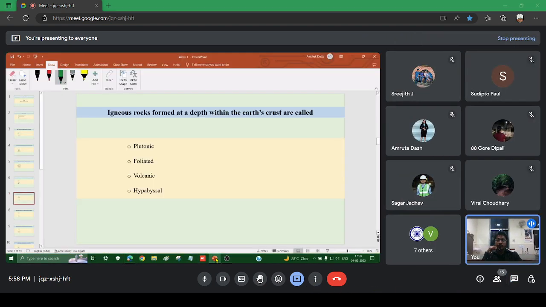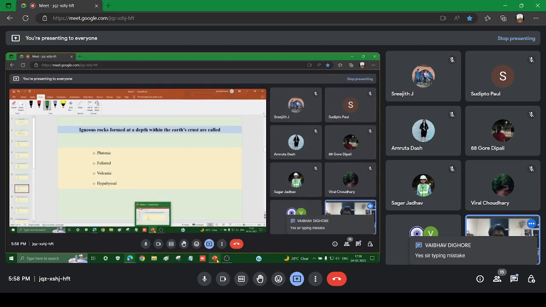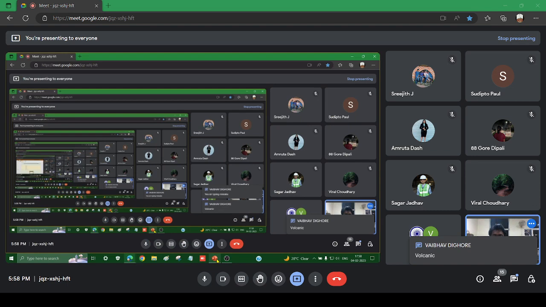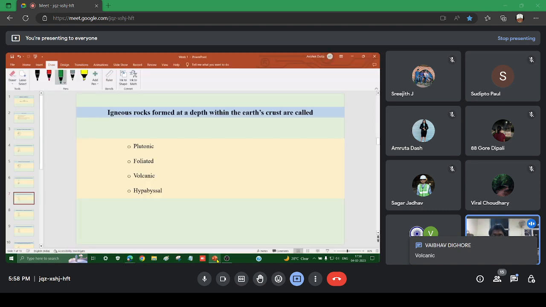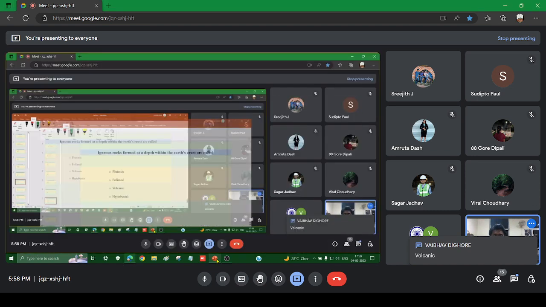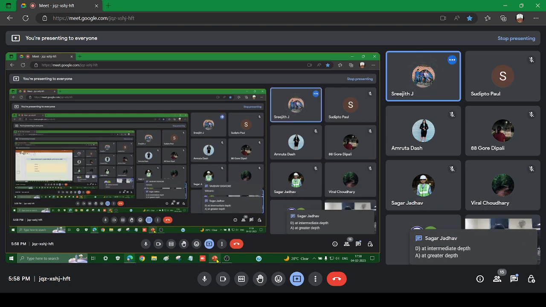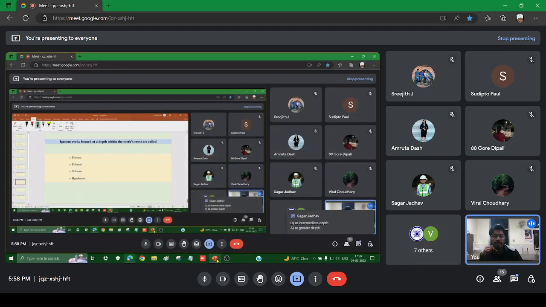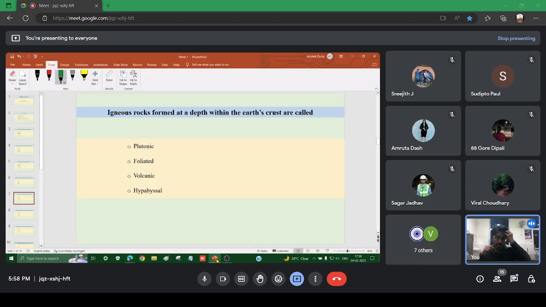Look at the options carefully. So what is the correct answer? Plutonic, foliated, volcanic, hypabyssal. Yes, a typing mistake. Okay. Who said plutonic? Sami, yes. Plutonic is the correct answer. So those who said plutonic, it is the correct answer.